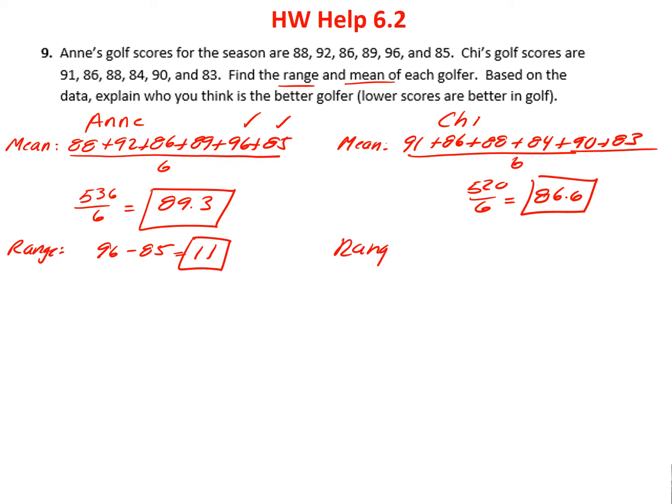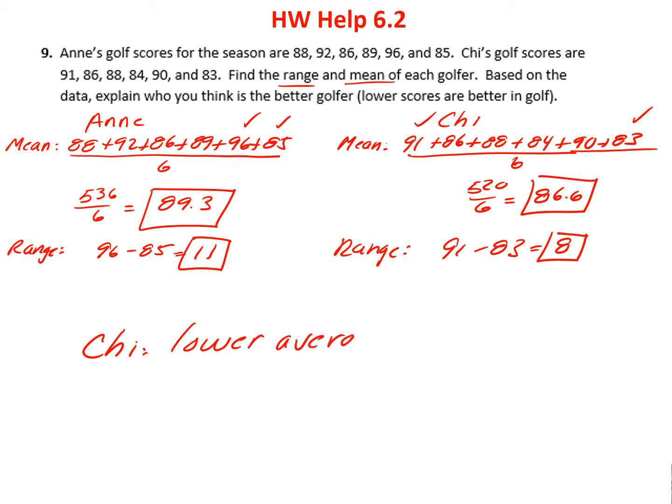But look at his range. His high score was a 91, and his low score was an 83. So his range was 8. So he was also more consistent. The distance between his lowest and his highest score was lower. So Chi is the better golfer because he has a lower average and he's more consistent. The smaller range means that he is a more consistent golfer.